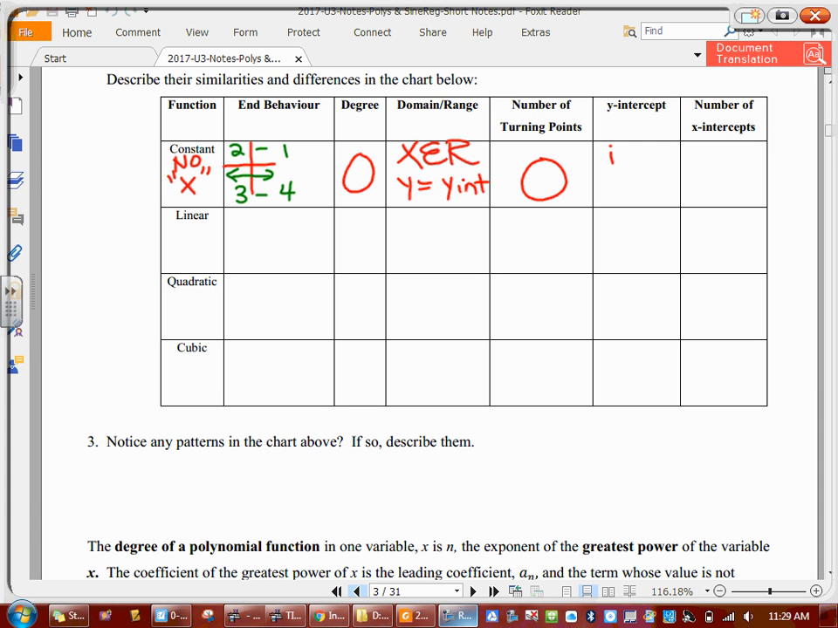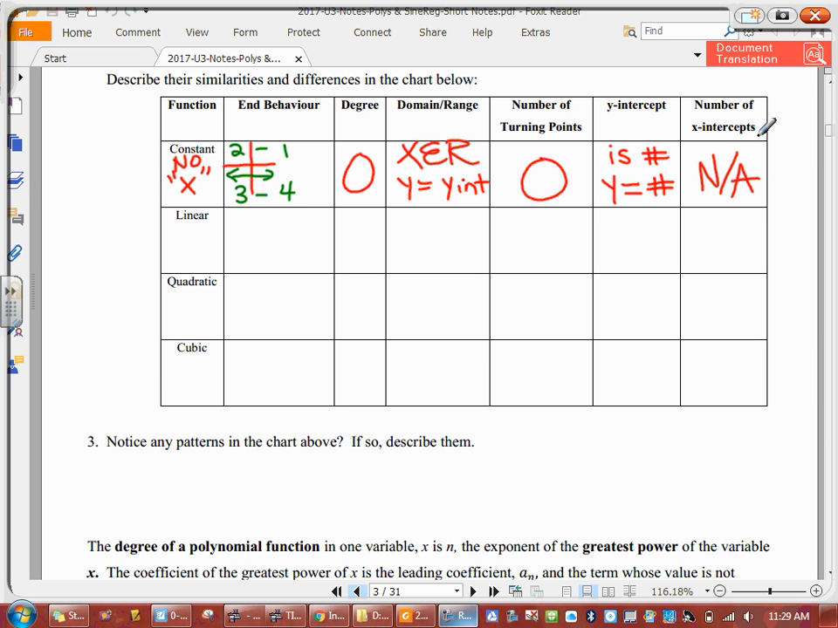Number of x-intercepts: not applicable. It does not touch the x-axis at all. They will not touch the x-axis, unless it's exactly on the x-axis. But remember, we don't deal with those ones.